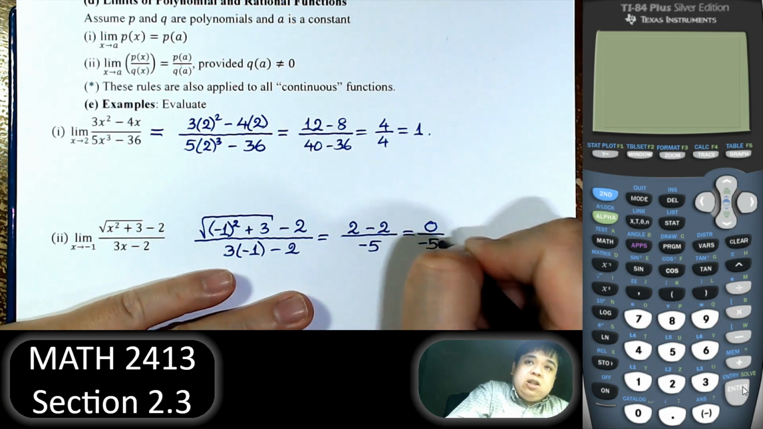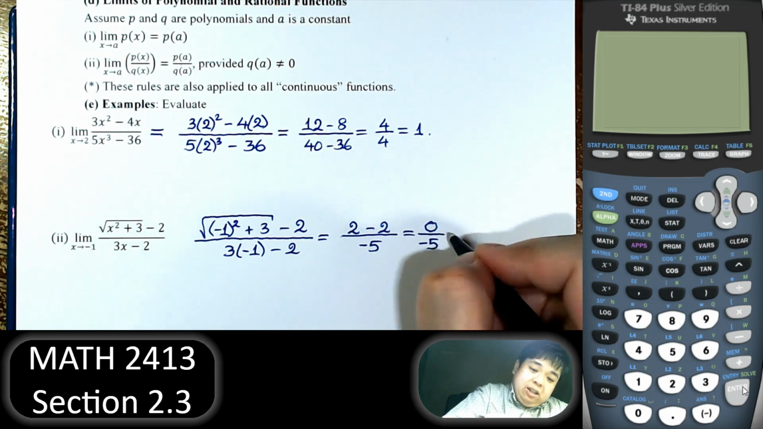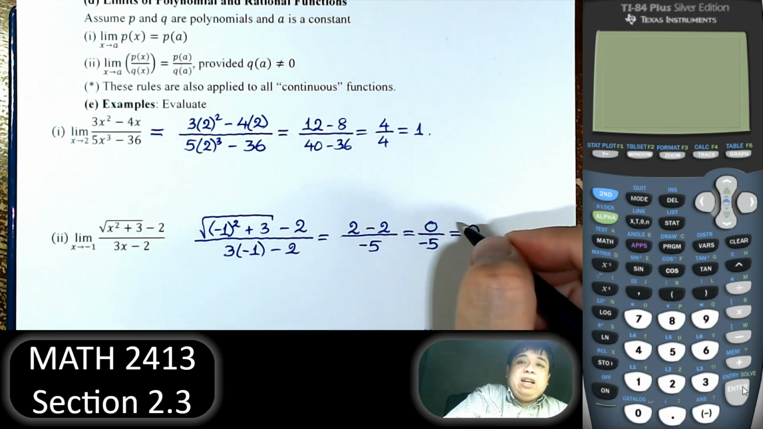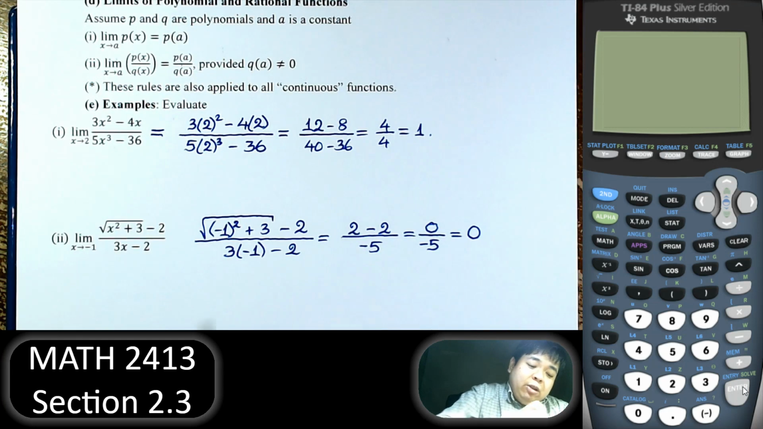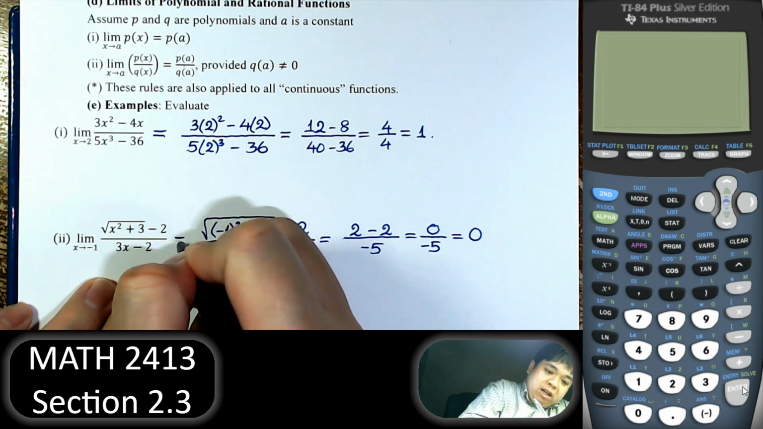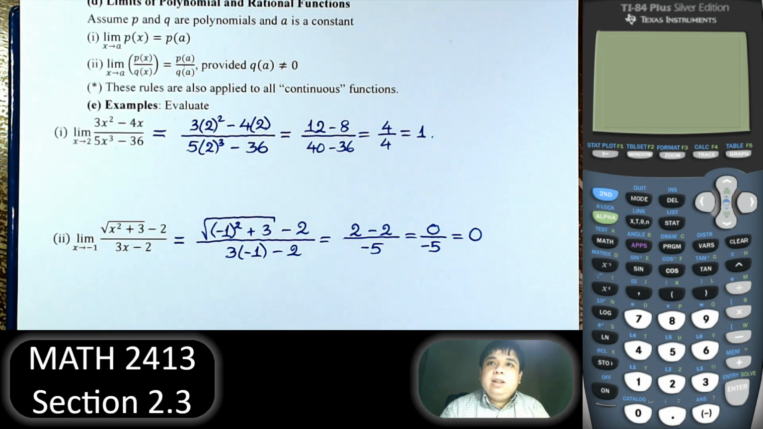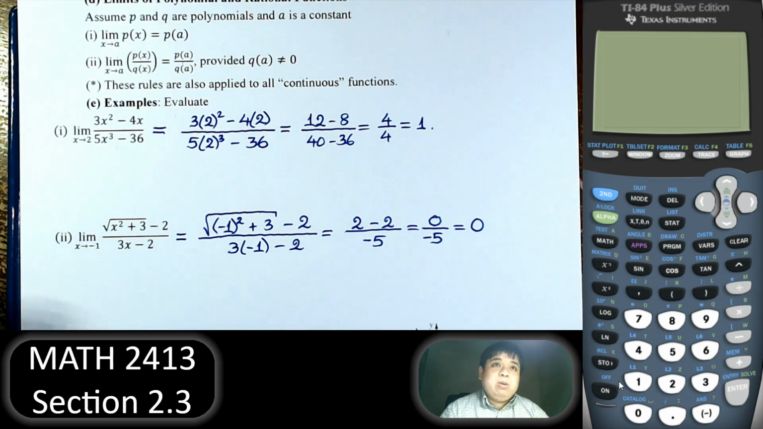Now, 0, we have nothing. Divide by -5, still nothing. 0 divided by any number is equal to 0, except when 0 is divided by 0. But that's a different story. Now, again, 0 is a defined number. So we just make the limit equal to that. For most of the functions, we can do that, except for the piecewise function, we cannot. Right, let's see what happened.